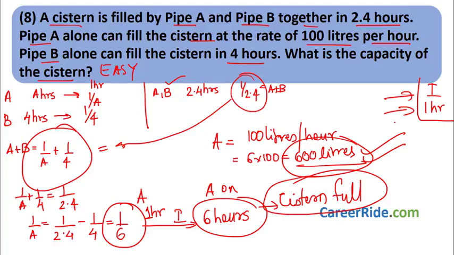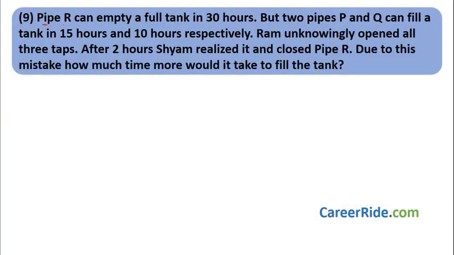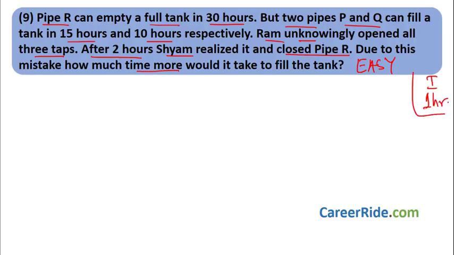Moving to question number 9. Pipe R can empty a full tank in 30 hours. But two pipes P and Q can fill a tank in 15 hours and 10 hours respectively. Ram unknowingly opened all three taps. After 2 hours, Sham realized it and closed pipe R. Due to this mistake, how much more time would it take to fill the tank? Again, this looks very complicated, but it is not. It is very easy. Just go step by step. Whatever we have learned, that is inversion and 1 hour work done, we can very easily solve the sum.